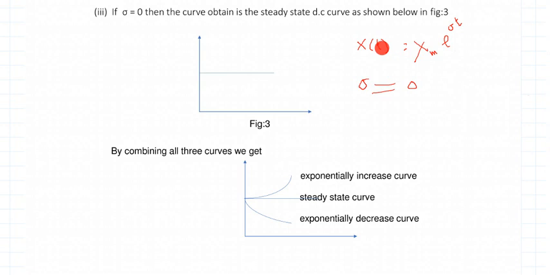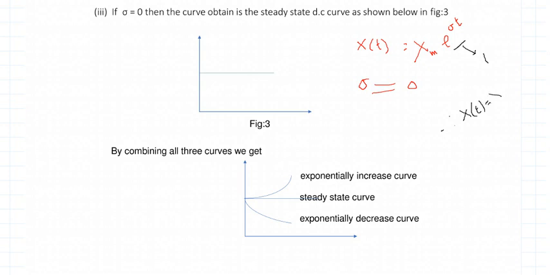Try to understand what is the meaning of this. If I say sigma is 0, this term becomes 1. Now we understand that this particular term becomes 1. So therefore, what do I get? Therefore, I get x of t to be simply equal to x of m.